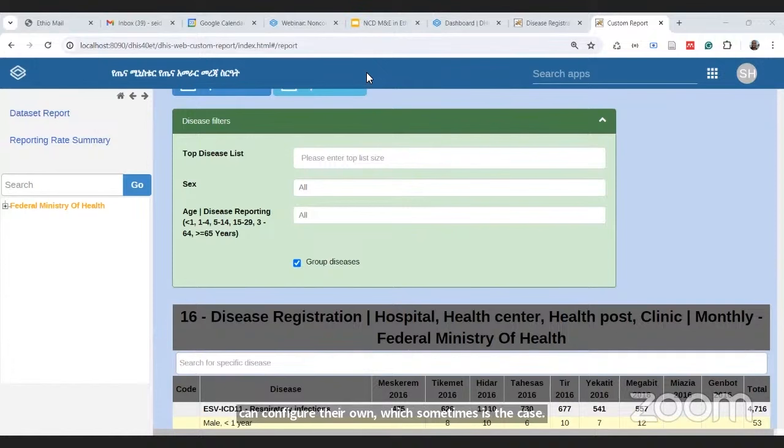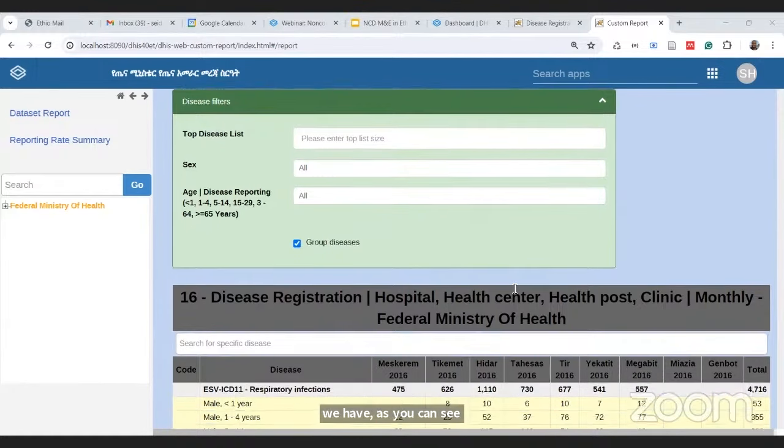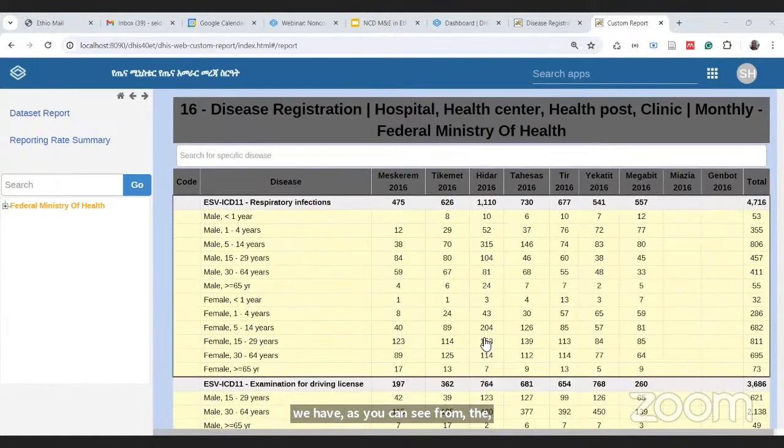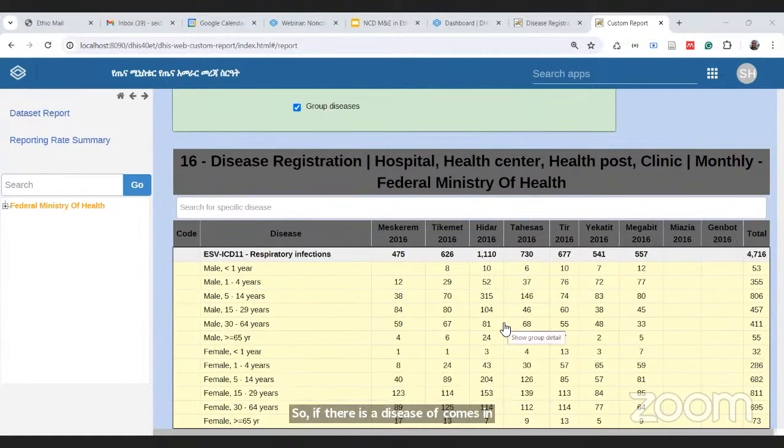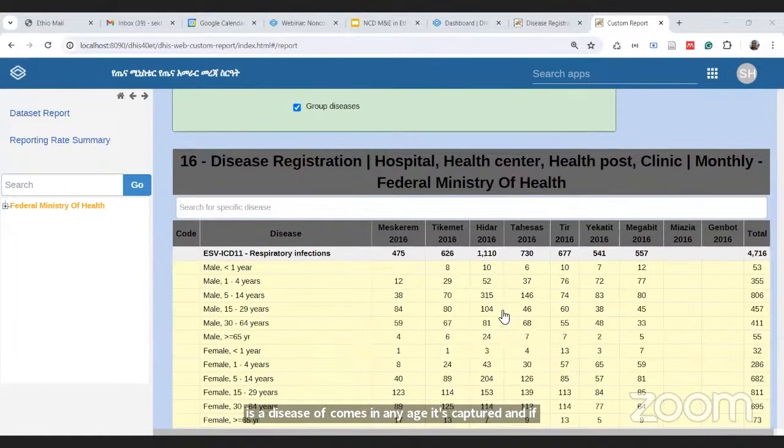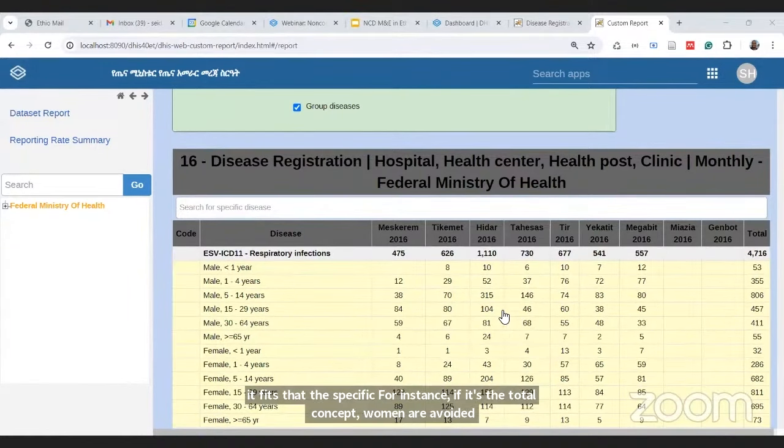I see the following items missing: childhood cancer. So for childhood cancer, in the disease morbidity and mortality data, we have cancer, as you can see from the age disaggregations, starting from less than one all the way to 65 plus. If there is a disease occurrence in any age, it's captured, if it fits that specific age group and sex. For instance, if it's scrotal cancer, women are excluded. If it's not applying to a specific age group, it's not excluded.